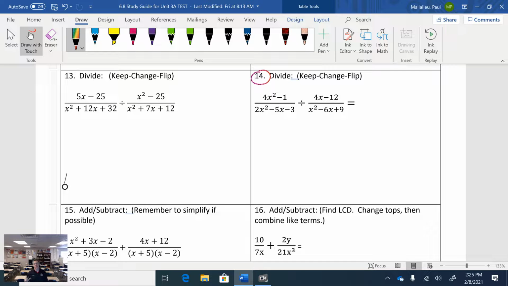All right, continuing our review with part 2. This division problem also says keep, change, flip. So that's going to be the same thing. Keep your fraction on the left, change your sign from a division to multiplication, then flip your second fraction.